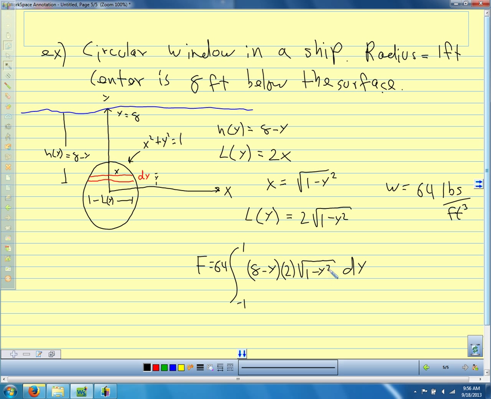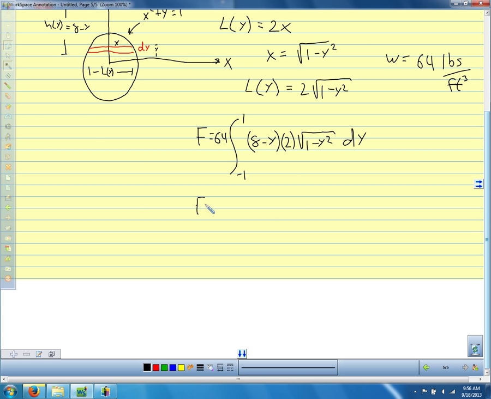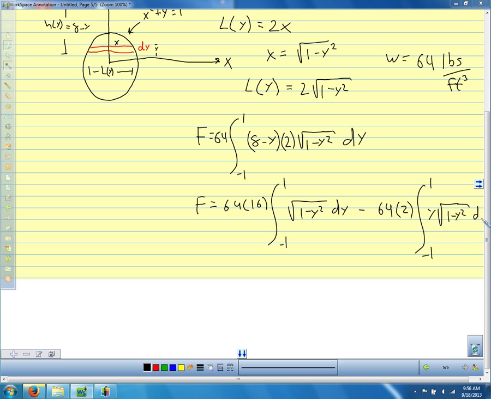Because I have a y and a y squared, that tells me, for that integral at least, we're going to end up with two integrals. For that integral, it won't be too bad. So I'm going to separate this into two integrals because I need to distribute here. So my force is going to be, let's see, what do I get? 8 times 2 is 16, so 16 times the integral from minus 1 to 1 of the square root of 1 minus y squared dy. So I'm distributing the 8 and the 2 there for that integral. And I have minus 2 times the integral from minus 1 to 1 of y times the square root of 1 minus y squared dy.